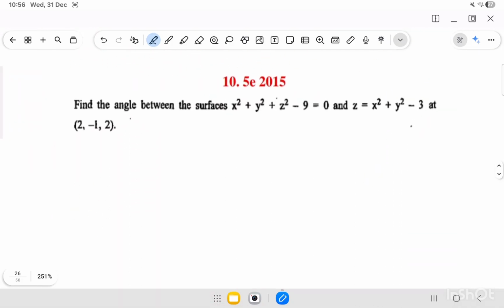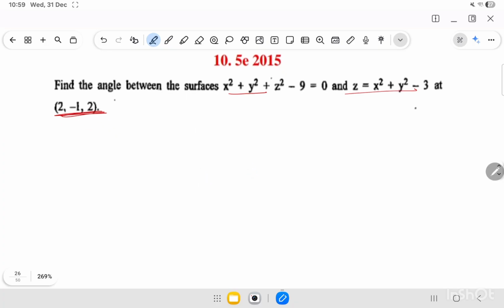The next question is to find the angle between this surface and this surface at the given point. So we are supposed to evaluate the angle between the given surfaces. The angle between given surfaces is the same as the angle between the tangents to those surfaces at any general point. So the tangent to this surface, let's name it S1, is given by, let's say, R1, which will be equal to 2x i cap plus 2y j cap plus 2z k cap. Likewise R2 will be equal to 2x i cap plus 2y j cap minus k cap.